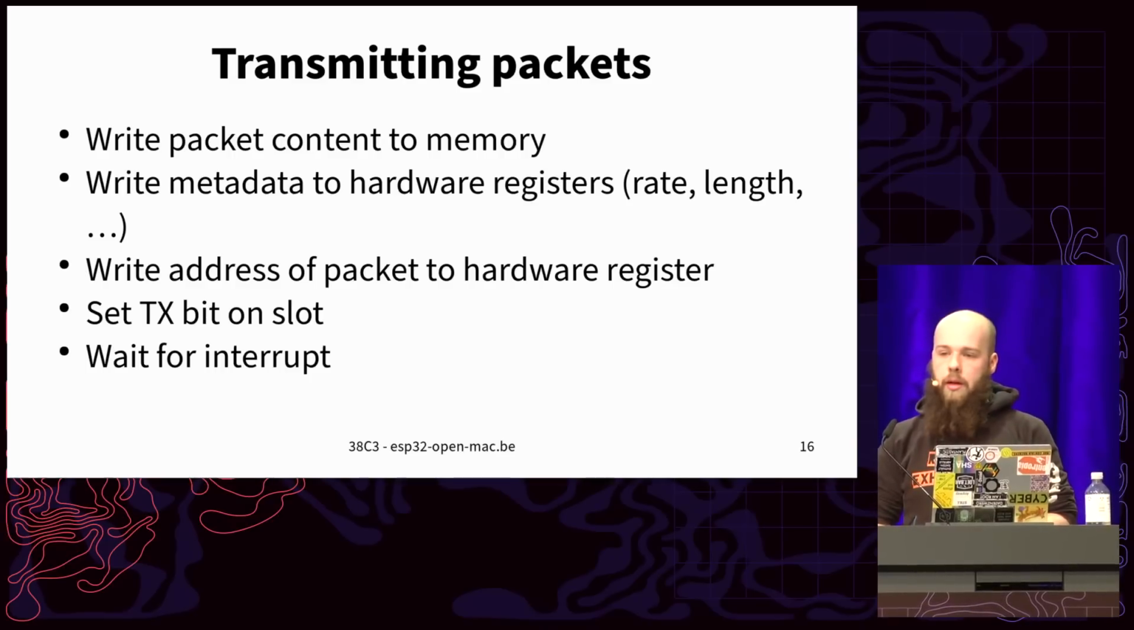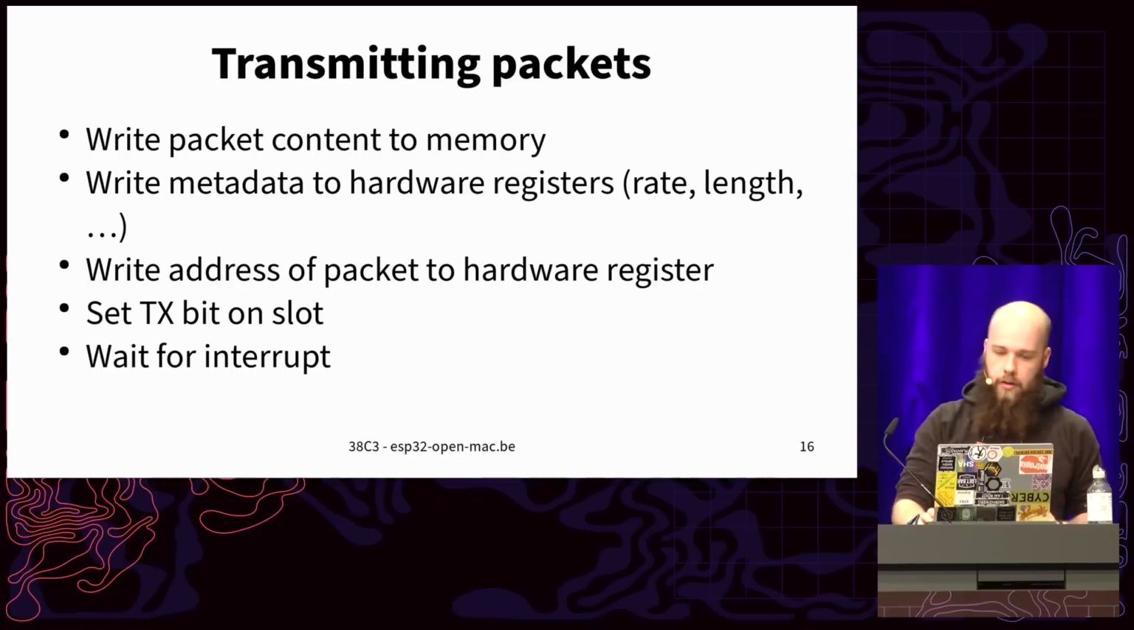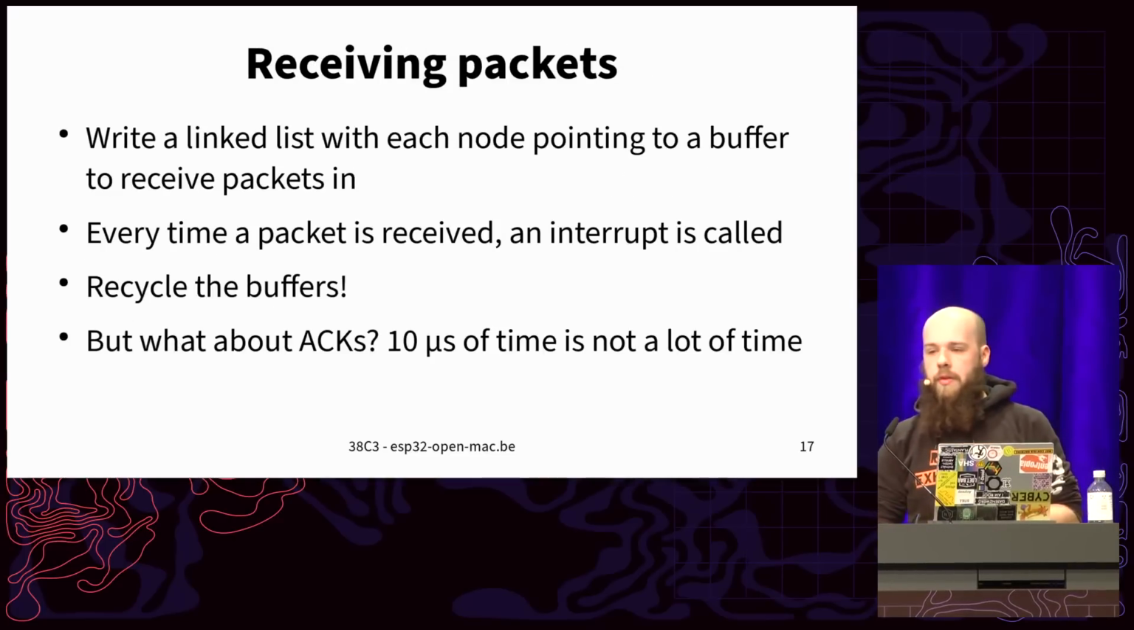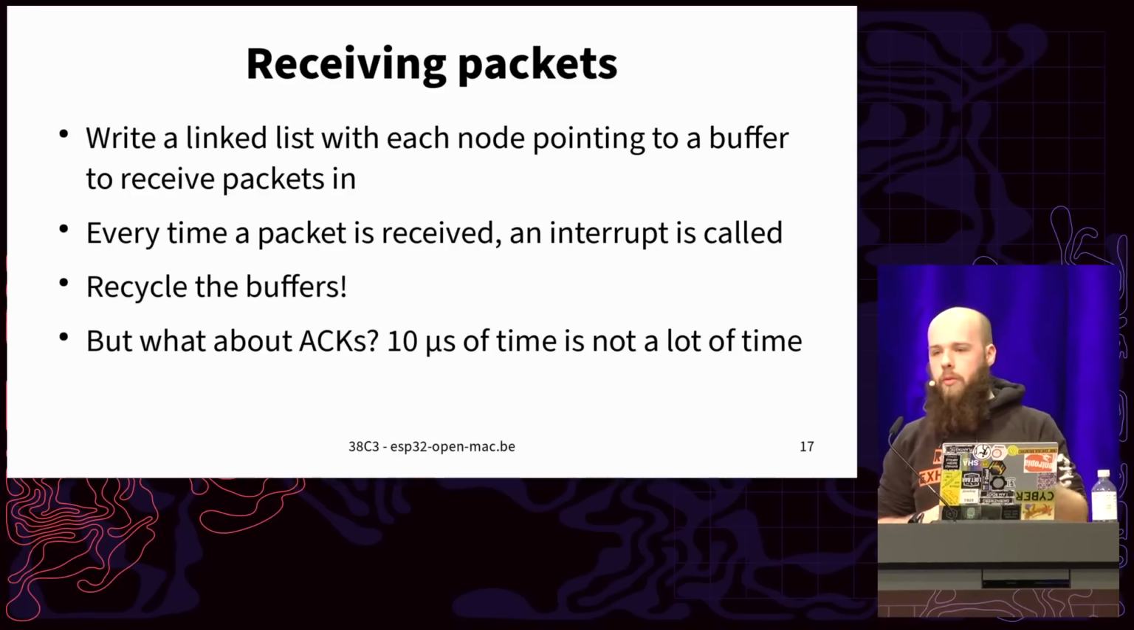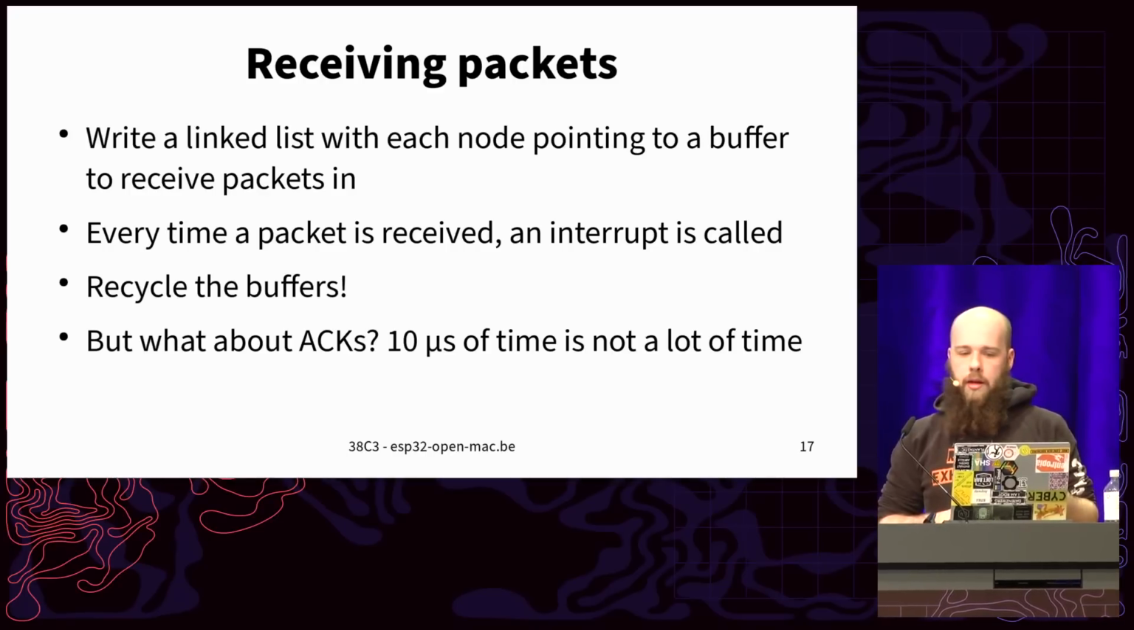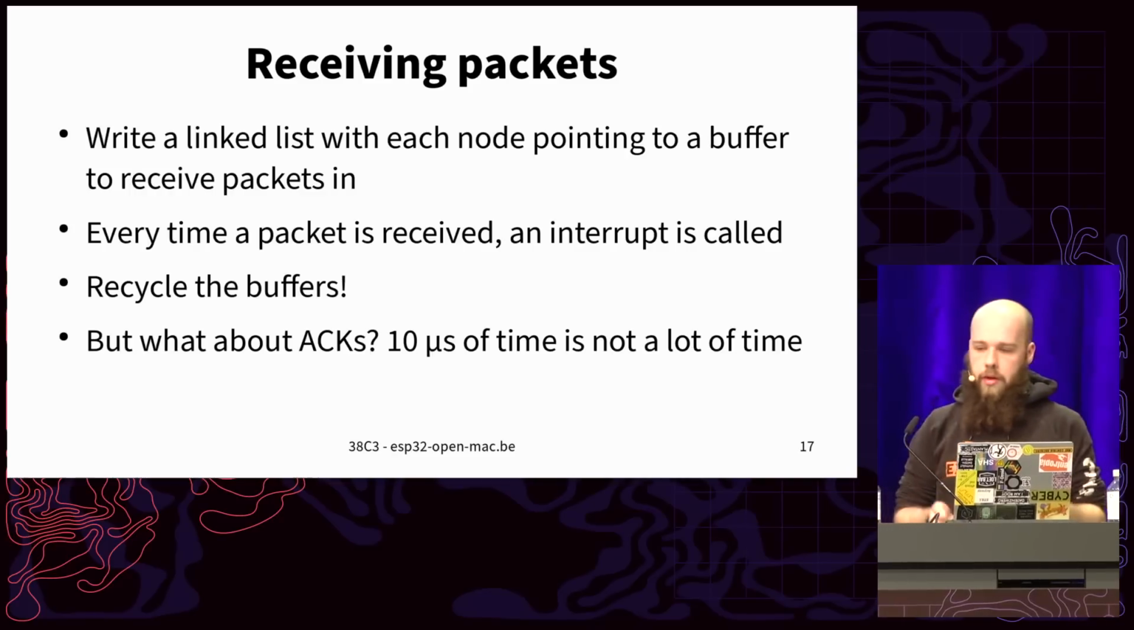And it will also wait for an ACK packet it receives back, and then it will give you an interrupt. So you don't have to keep polling. It's just very async. And then receiving packets is also very asynchronous. You set up a linked list, and every node points to the next node. And every node also has a pointer to a buffer where the packet can be received in. And then you can say to the hardware, OK, now you can start receiving. And every time the hardware receives a packet, it will save it in the head of the linked list, and it will throw an interrupt. And then from that interrupt, you can signal your Mac task that it can process the packet.